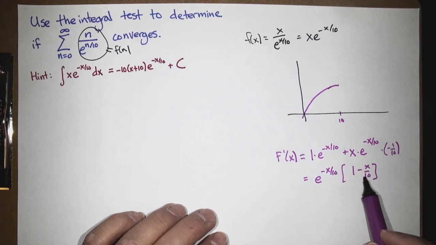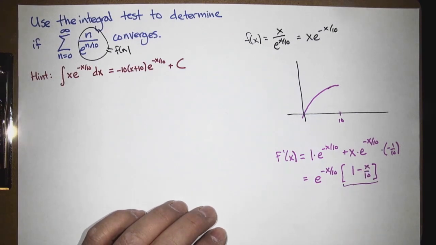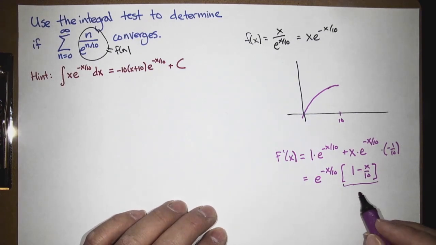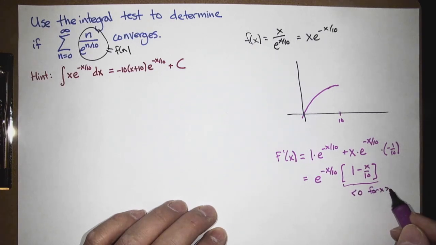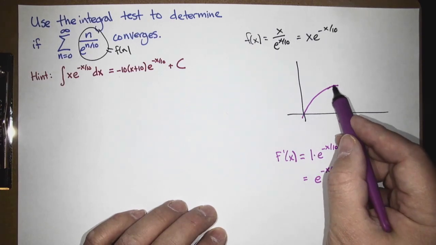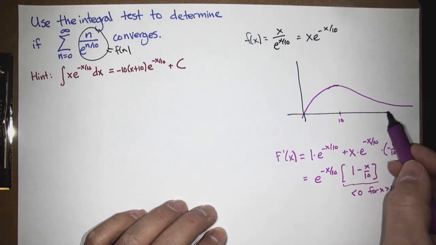Well, if we go larger than 10, what happens to this part right here? This is negative. This is less than 0 for x bigger than 10. So that says it will decrease eventually.